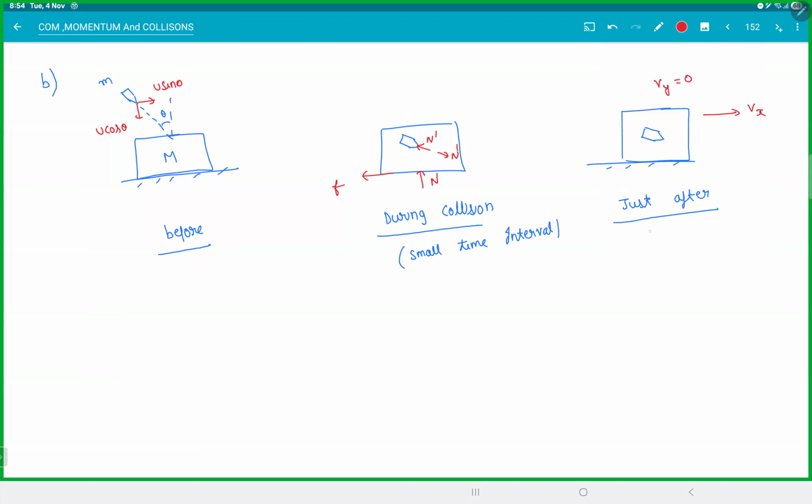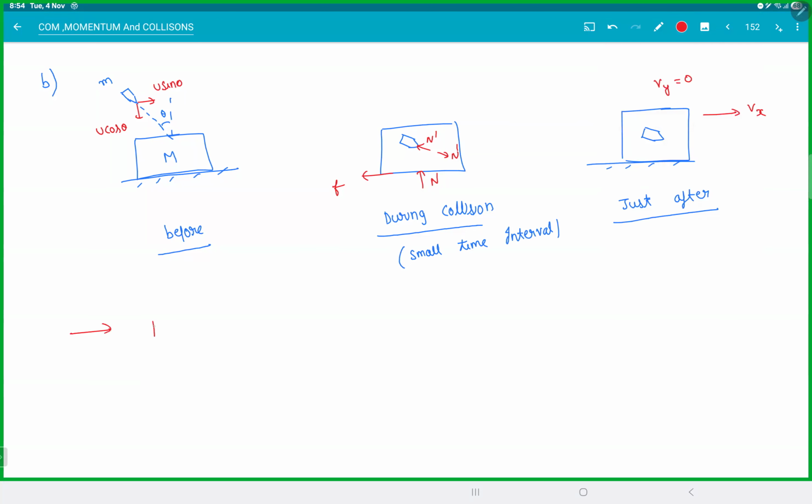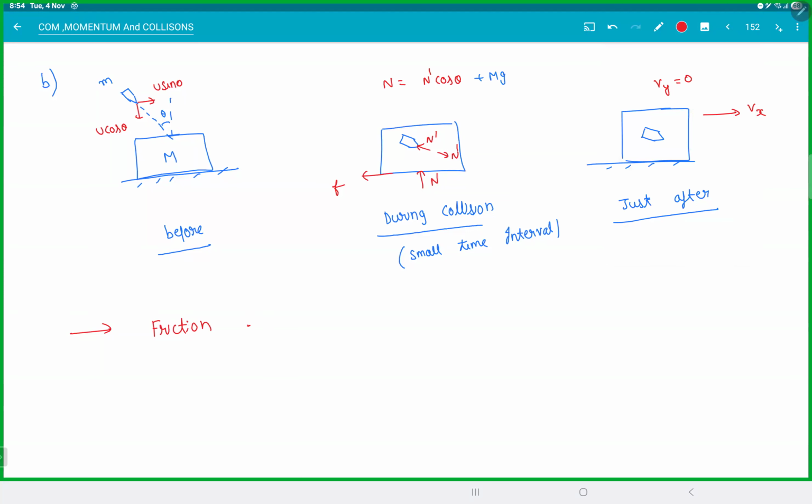Now let's look at the problems you are facing here. So the first problem here, friction is impulsive. Why? Because N ground is impulsive. Why is N ground impulsive? Because this N dash cos theta is making it impulsive. So this N becomes N dash cos theta plus mg. That's why it became impulsive. And friction became impulsive because of this. So friction is impulsive. And so if it's impulsive, you can't conserve linear momentum, right?